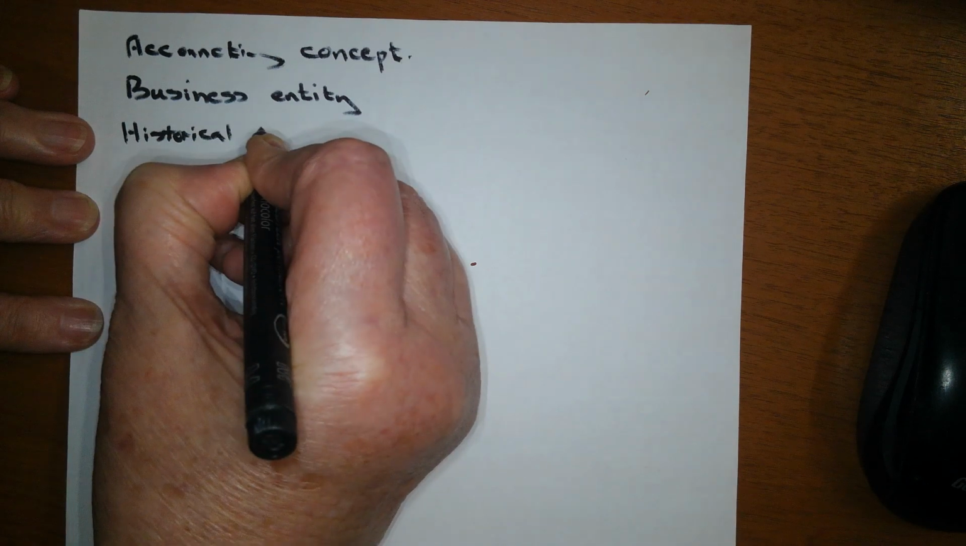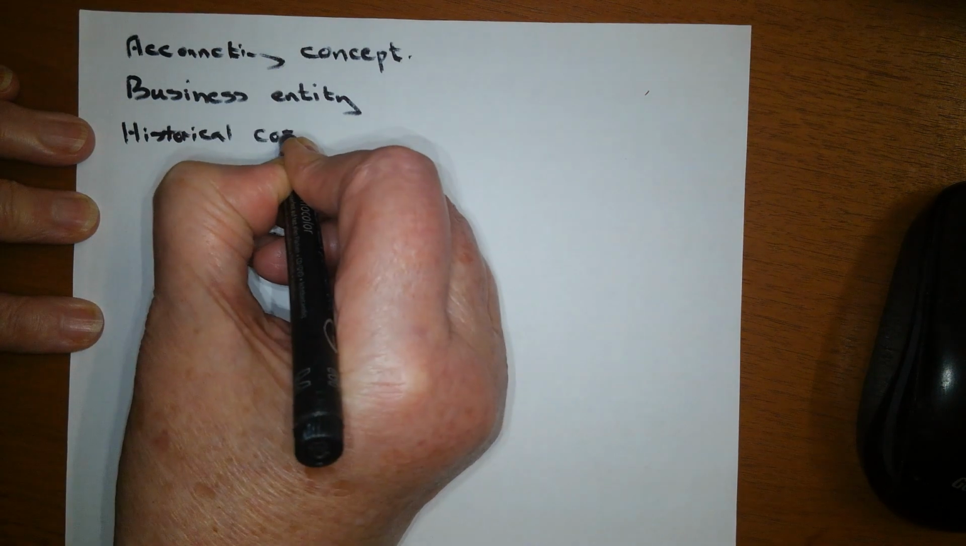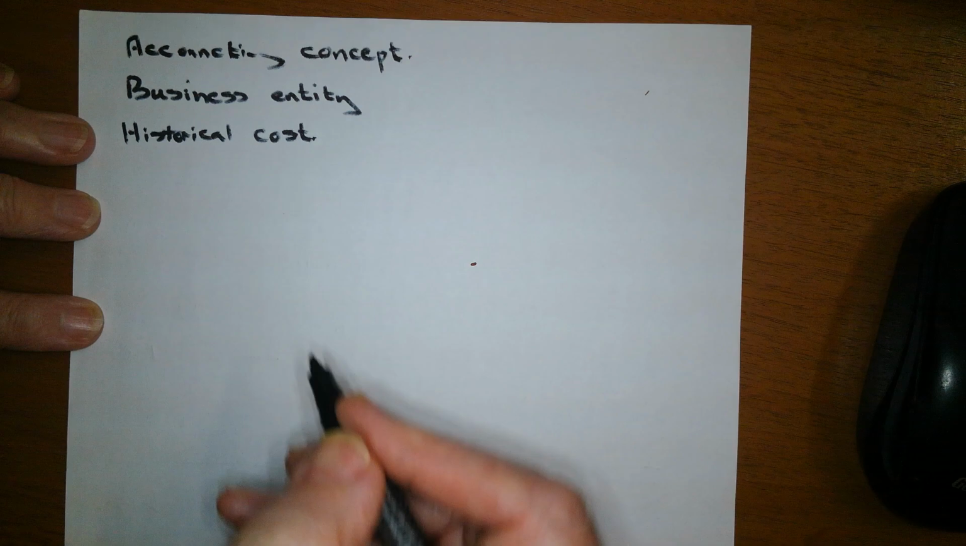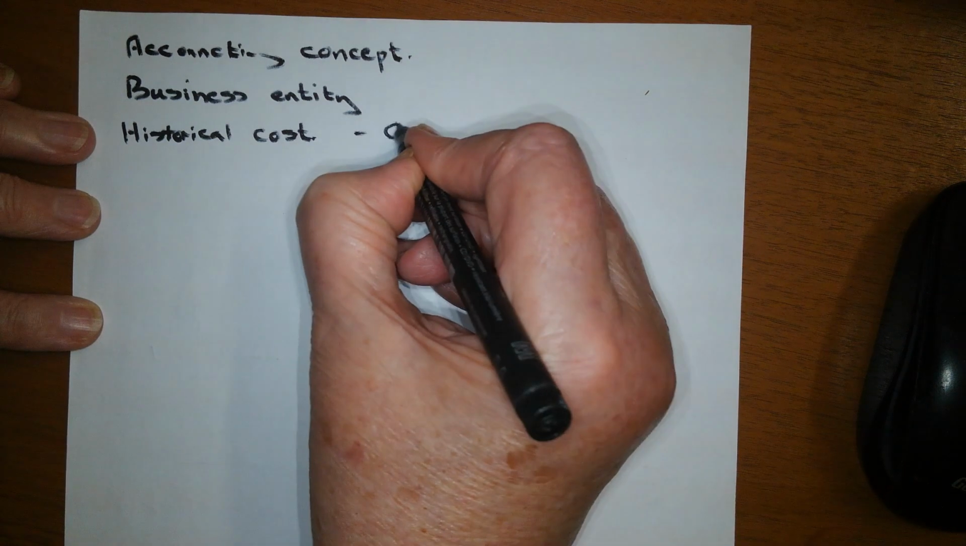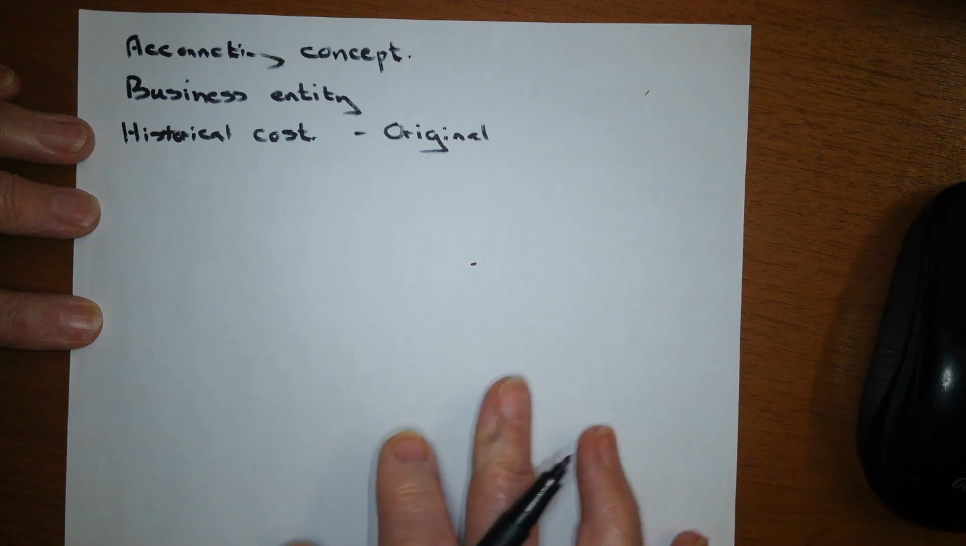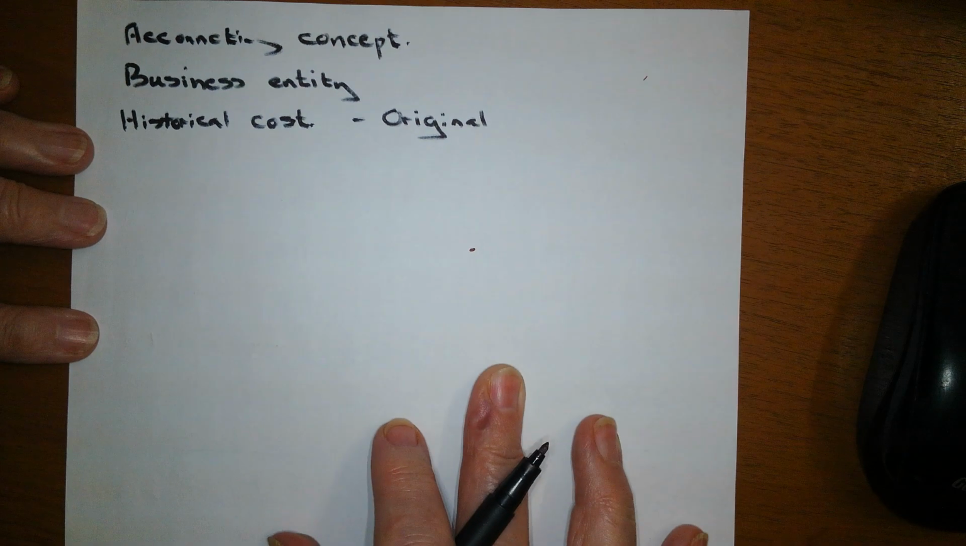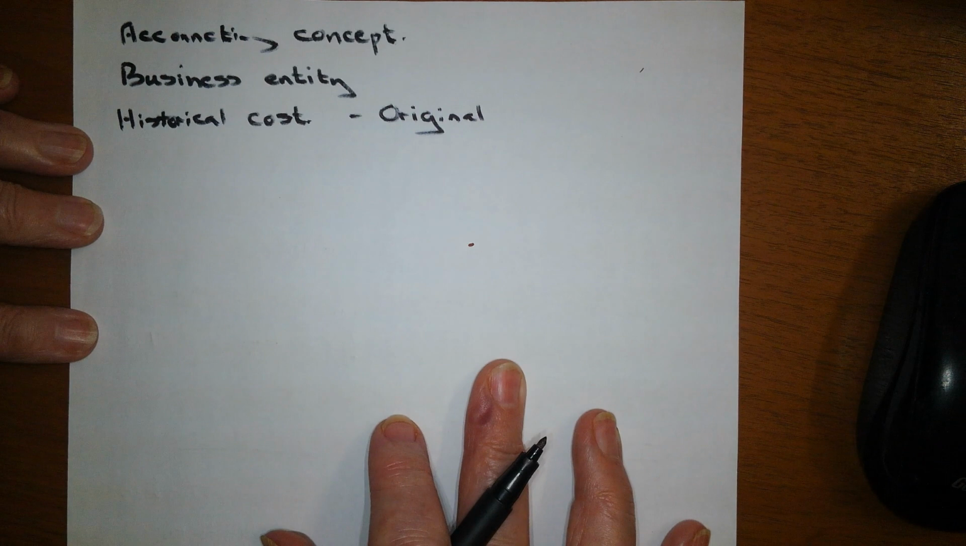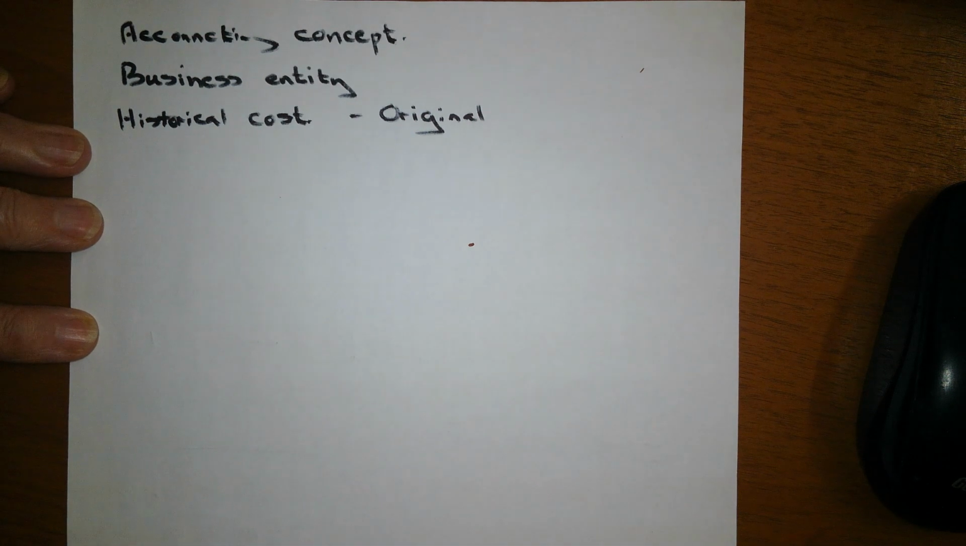historical cost concept. Okay, historical cost means the original price that you paid for the goods. So if I, for instance, bought a building for 400,000, and now after 20 years it's worth $1 million, I will not show it in my books at $1 million. I will still show it at the 400,000, at the historical cost.